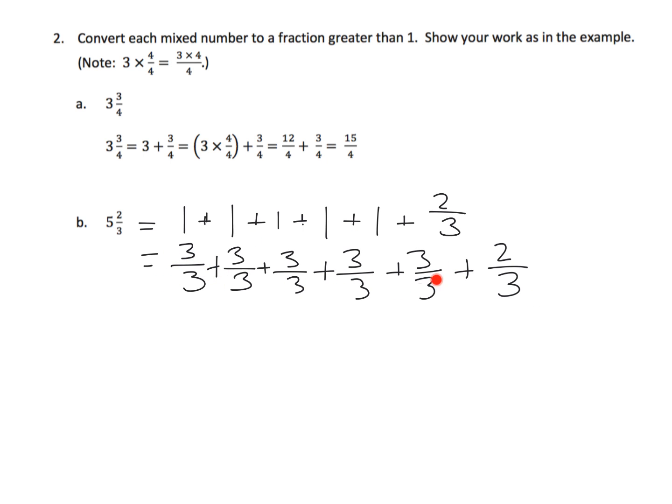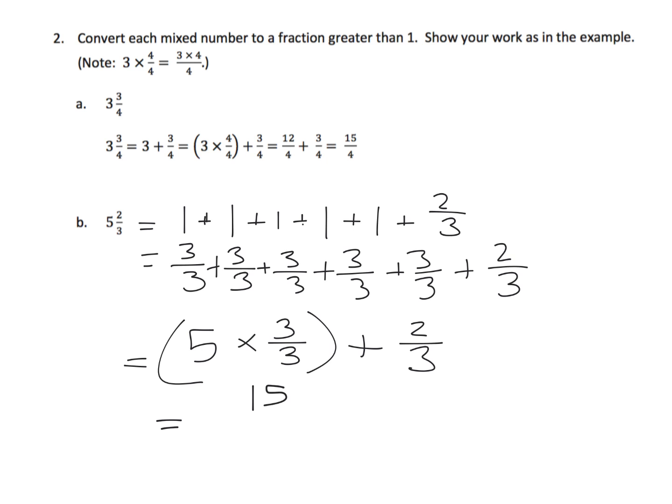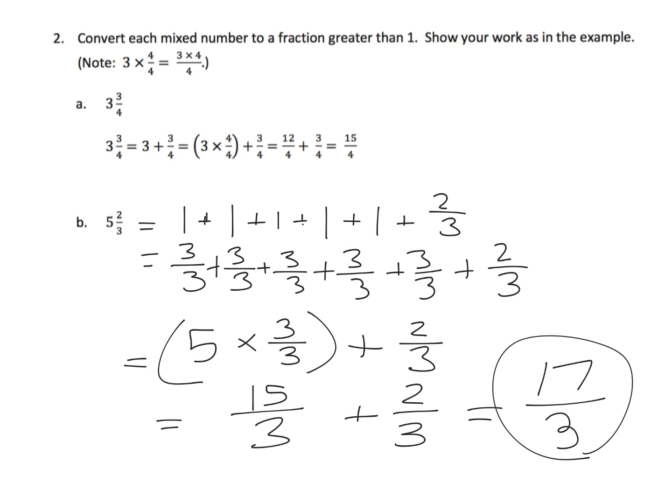But if you really think about it, this right here is really 5 copies of 3/3 plus that extra 2/3. And if we wanted to add these up really quick, what would be the quick way to do it? Well, we would do 5 times 3, and that's 15, and we would get 15/3 plus the extra 2/3, and that eventually ends up being 17/3. So parents and teachers, what have we done so far?